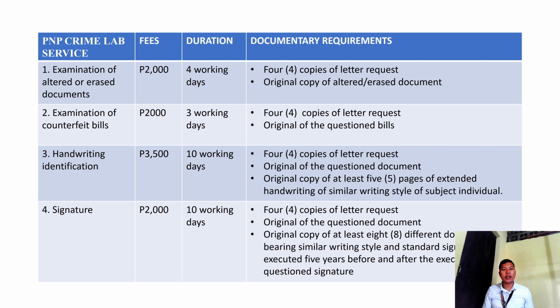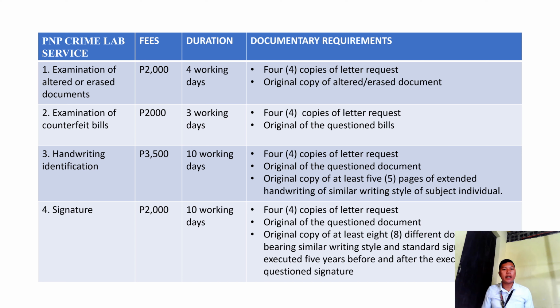PNP Crime Lab Service. Number 3. Handwriting identification. Fees 3,500. Duration 10 working days. Documentary requirements: 4 copies of letter request, original of the questioned document, original copy of at least 5 pages of extended handwriting of similar writing style of the subject individual.